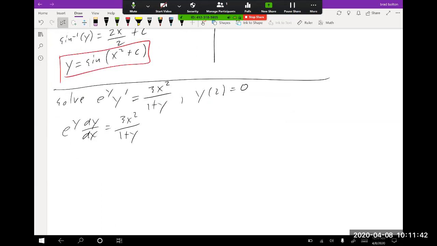So then what I'm going to do is, e to the y times 1 plus y dy is equal to 3x squared dx. So I separated it. I got it written in the form that I wanted. Now I'm going to really quickly distribute this. So this will be e to the y plus y e to the y.